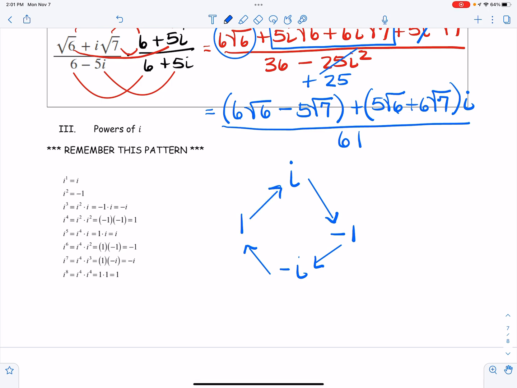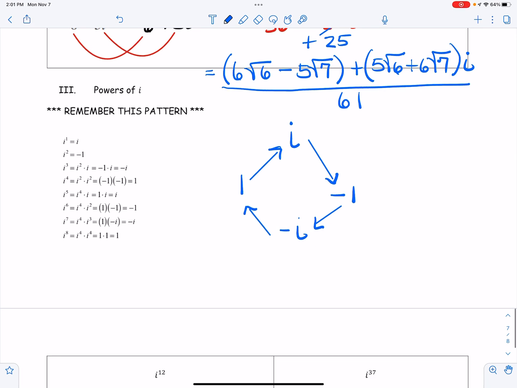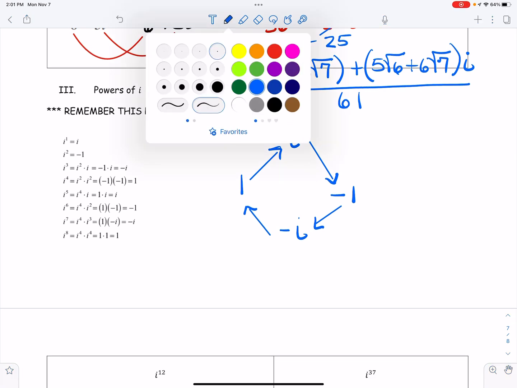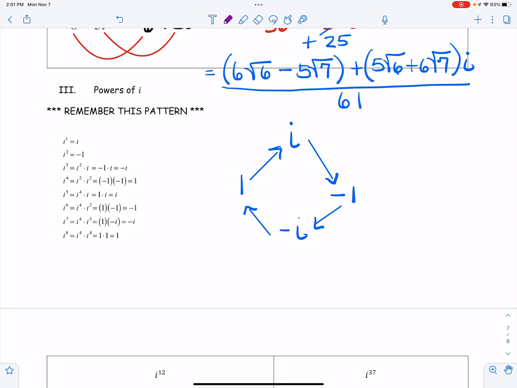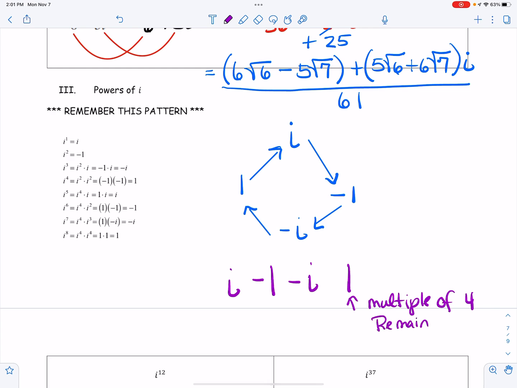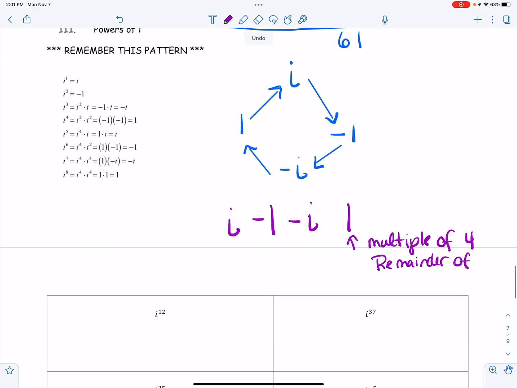So how we're going to do this is how I say that we're going to remember this pattern. Everything repeats in a pattern of 4. So I say i, 1, and I'm going to put negatives in the middle, okay? So anything that is a multiple of 4, okay, which means that it's divisible by 4 and it has a remainder of 0, will end in this last number pattern, okay?